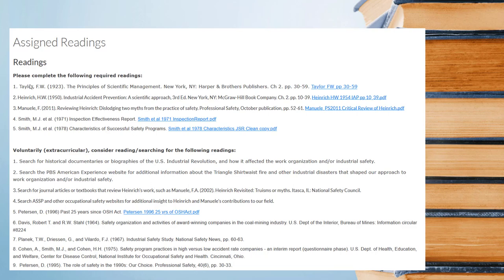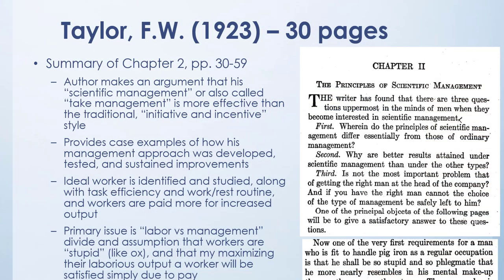So I'm going to review Taylor, Heinrich, and Manuel and ask you to read Smith and Smith. That's all you have to read for this week. But that's not to cut these other things short. These are all really good papers. And if for some reason you choose a topic for your semester paper out of this first module, I've got some other things here that you can go straight to. So let's begin with Frederick.